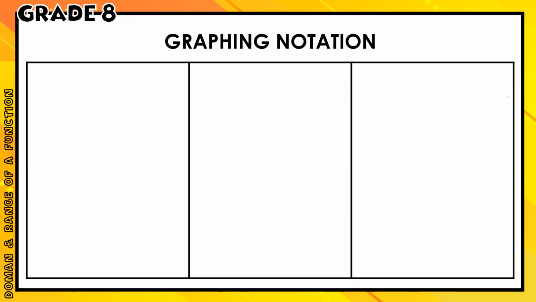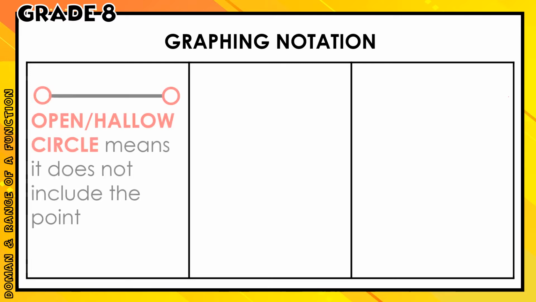Graphing notation. In graphing a function and in dealing with domain and range, we have three different types on how to read a certain graph. First, we use an open or hollow circle as the endpoints of the line, which means it does not include the point. So in other words, we can use a greater than symbol or a less than symbol for an open, hollow circle.